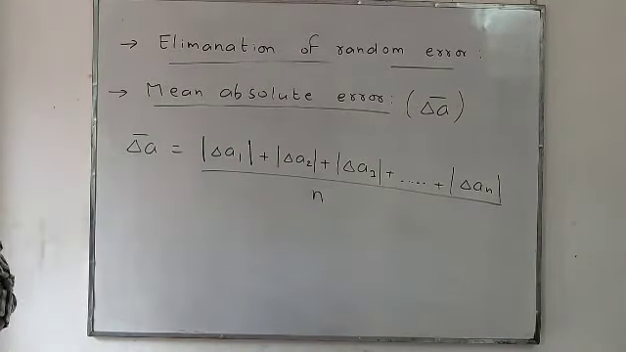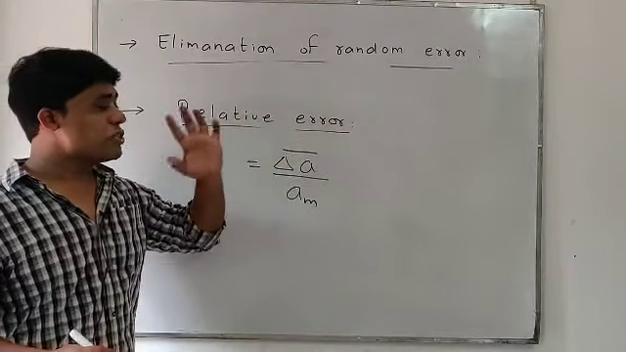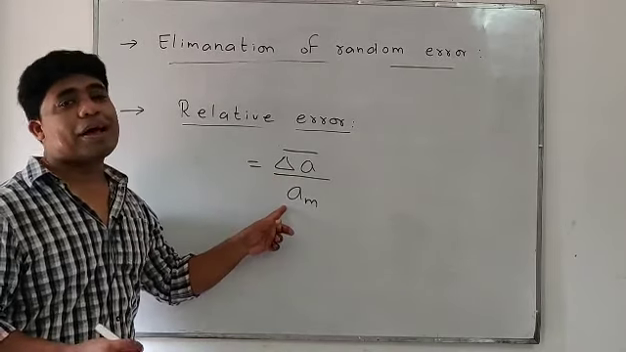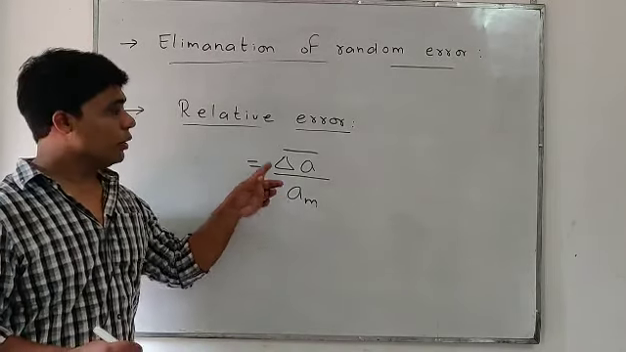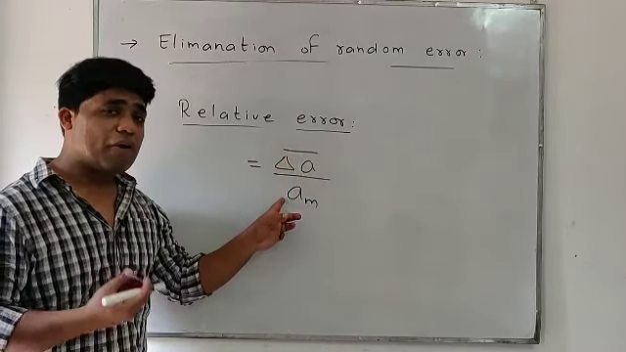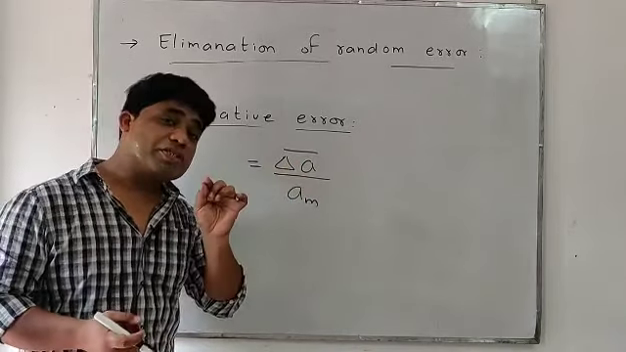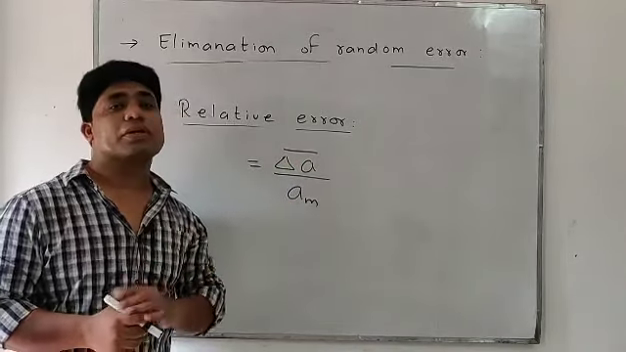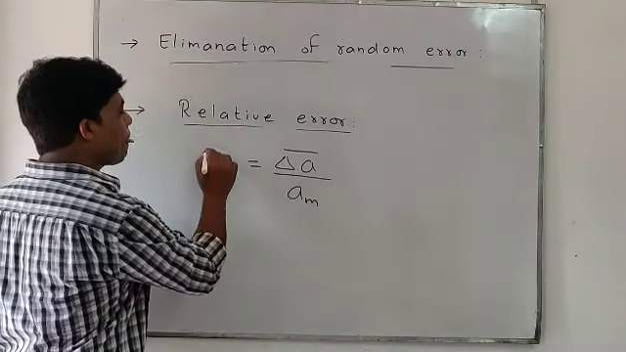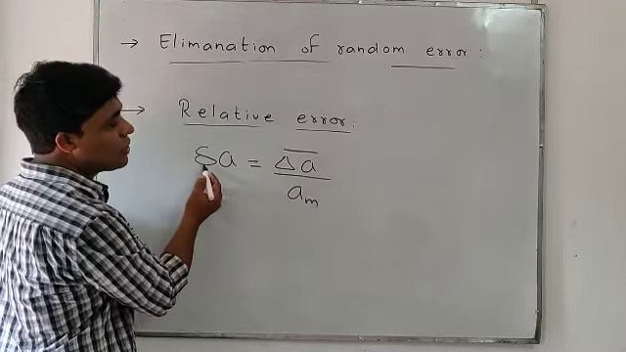Now, students, next is relative error. Relative error is defined as the ratio of mean absolute error to the average value: delta A bar upon Am, where delta A bar is the mean absolute error and Am is the average or mean value. Okay, students, it is represented by del A. This sign is called del. This is delta and this is called del.